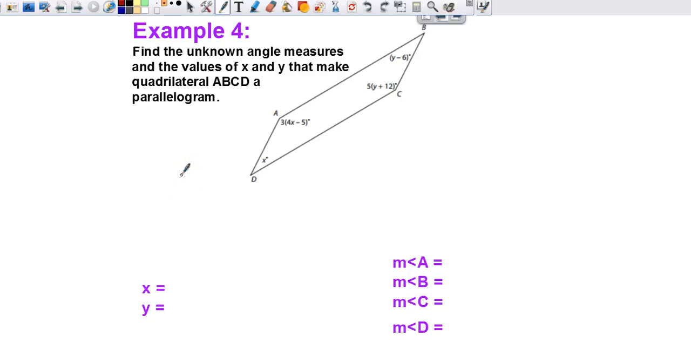Welcome back to another exciting round of parallelograms. I love geometry, so this is fun for me. We are now in the part where we're going to solve problems.